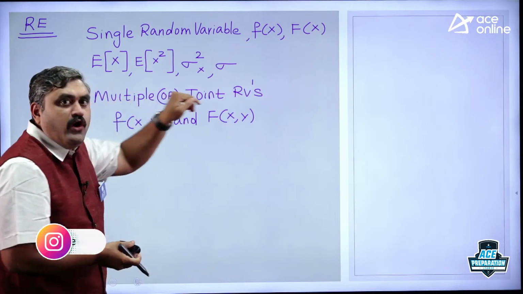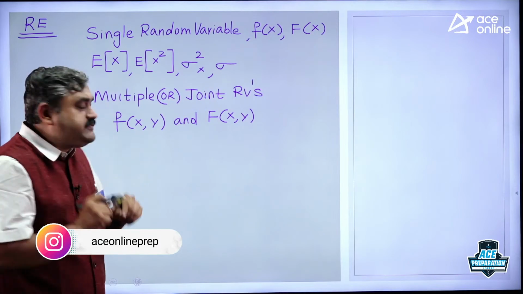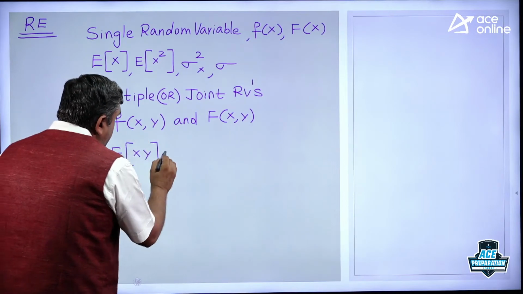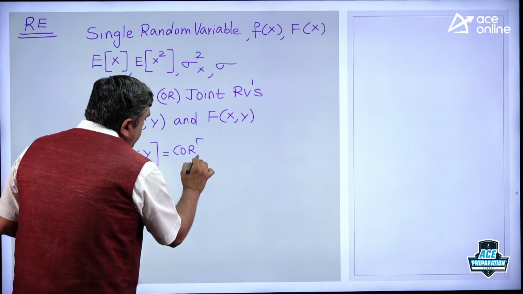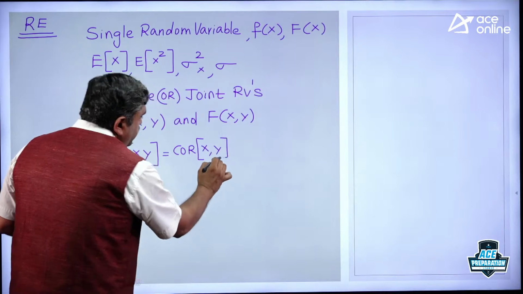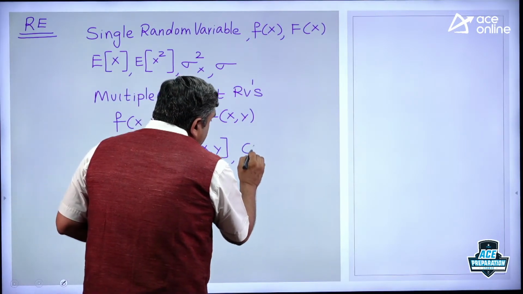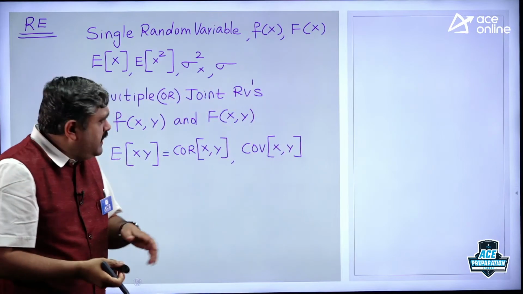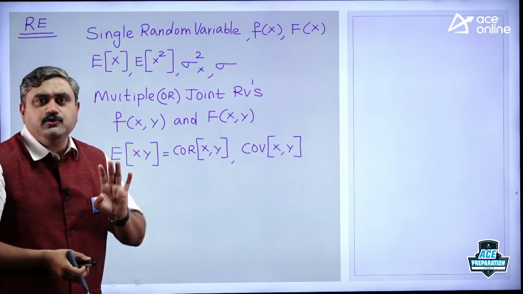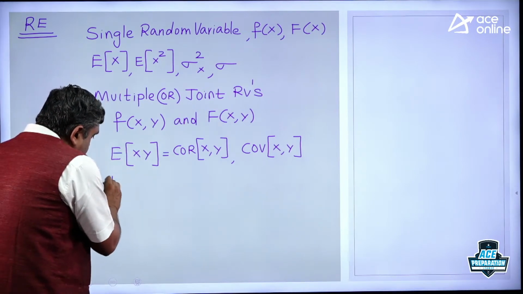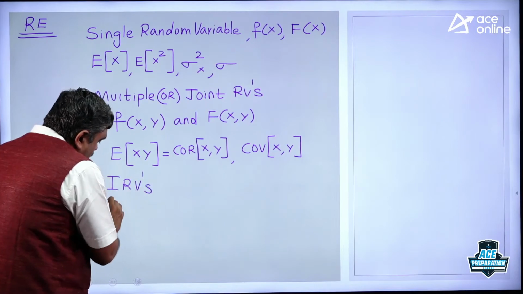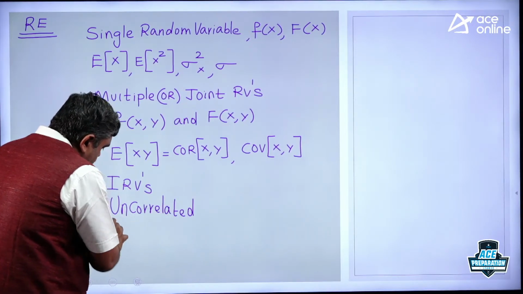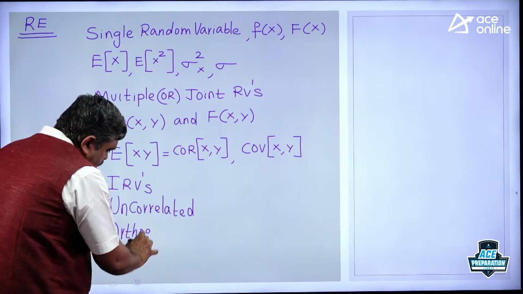When it comes to multiple or joint random variables, then the statistical parameters that come into the picture are the expectation of xy, which is nothing but the correlation between the two random variables. We write it as COR between x and y. And one more important parameter is the covariance between the two random variables. We write it as COV. Now, at this stage, one headache topic comes into the picture. That is what are called independent random variables, uncorrelated random variables, and orthogonal random variables. You refer to any question paper, there will not be a question without these three words.